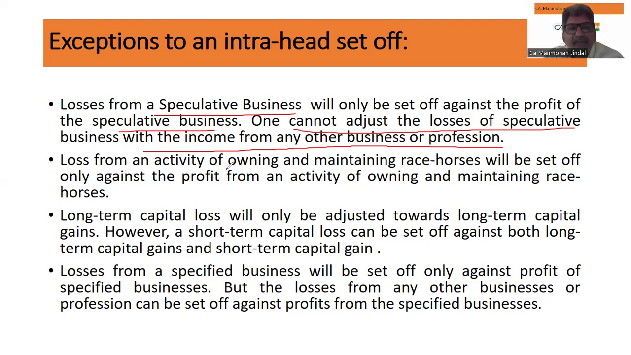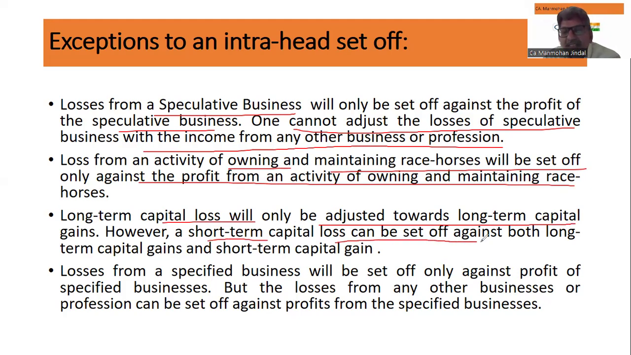Loss from an activity of owning and maintaining race courses will be set off only against the profit from an activity of owning and maintaining race horses. यदि race course horses separate है, बिल्कुल ये activity separate है, यदि उसमें profit है और loss है तो they can also be adjusted. Long-term capital loss will only be adjusted towards the long-term capital gain. However, short-term capital loss can be set off against both long-term capital gain as well as short-term.